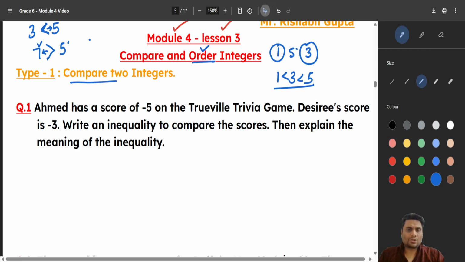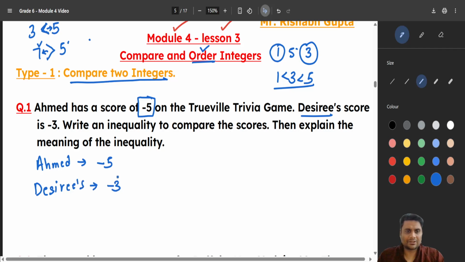Type 1, compare two integers. Ahmed has a score of -5 on true trivia games. Okay, so Ahmed's score is how much? -5. Desiree's score is -3. So Desiree's score is how much? -3. Write an inequality to compare the scores.